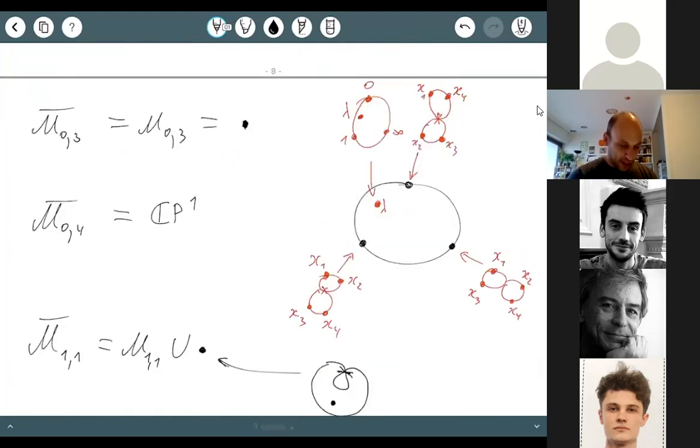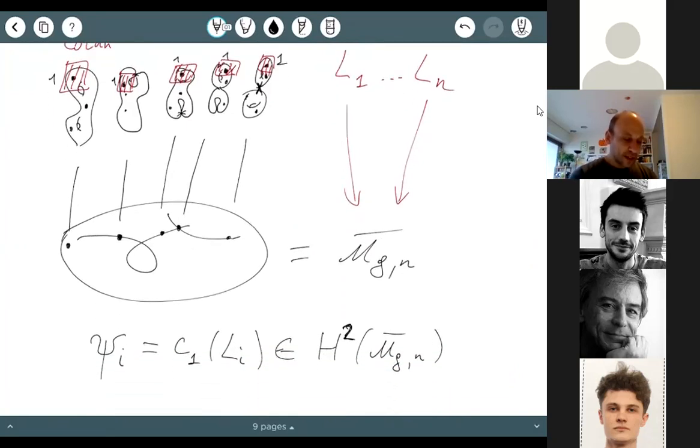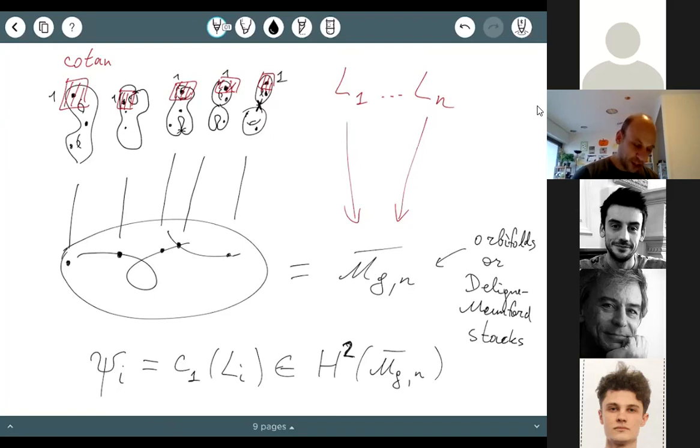And so I go back to my line bundles. I just wanted to add one warning. So we have n line bundles over M_g,n bar, and we have their first Chern classes. If these moduli spaces were smooth varieties, the first Chern classes would be integers. But these are actually Deligne-Mumford stacks, and so Chern classes of vector bundles can actually take rational values.